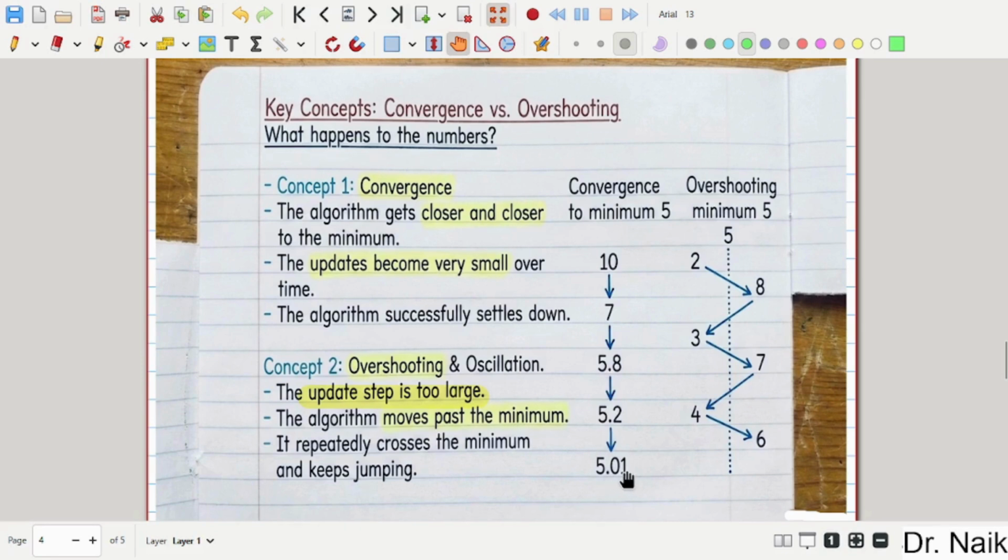Now consider another concept, overshooting and oscillation. The update step is too large: from 2 to 8, 8 to 3, 3 to 7, 7 to 4, 4 to 6. That means the algorithm moves past the minimum, repeatedly crosses the minimum and keeps jumping. This is called oscillation.